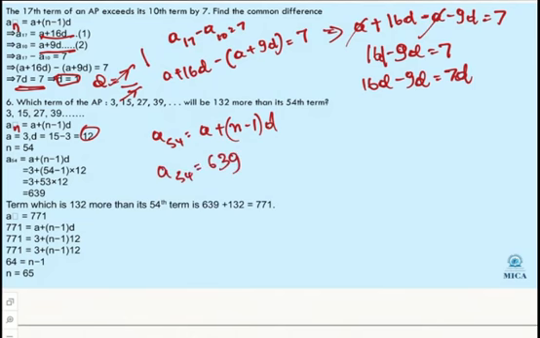Now we have to find the term which will be 132 more than the 54th term. So 132 more than the 54th term is 639 plus 132, which is equal to 771. So an is equal to 771. And if we put the formula a plus n minus 1 into d again, we will get to know that n is equal to 65.